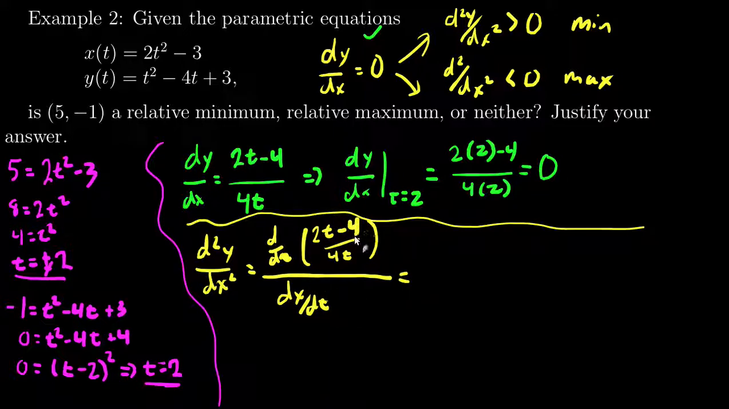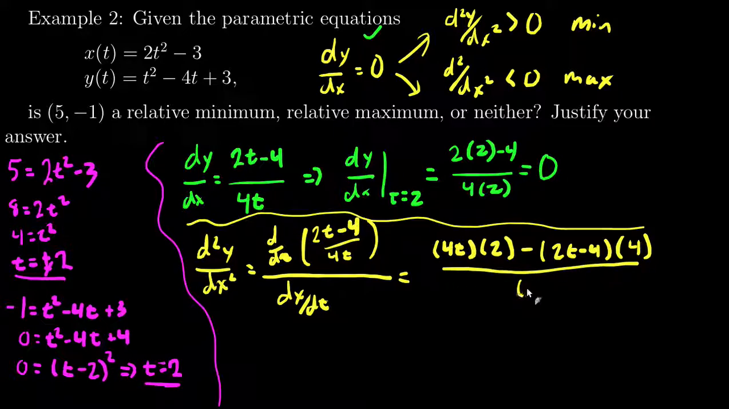So quotient rule here. So I have v times the derivative of u. So I have 4t times the derivative of the top, which is 2, minus u times the derivative of v, so (2t minus 4) times 4, all over v squared, (4t) squared, all over dx/dt, which is going to be the derivative of this, which is 4t.